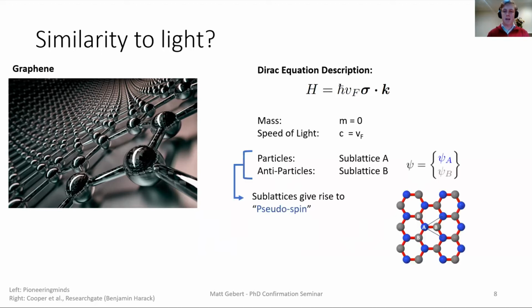Particles and antiparticles instead form this sort of sublattice symmetry in graphene, where you've got one set that belongs to the A lattice sites and a second set that belongs to the B lattice sites on graphene. The existence of this sublattice degeneracy leads to an additional parameter called the pseudospin in graphene, which describes the chirality of the spinor wave functions.